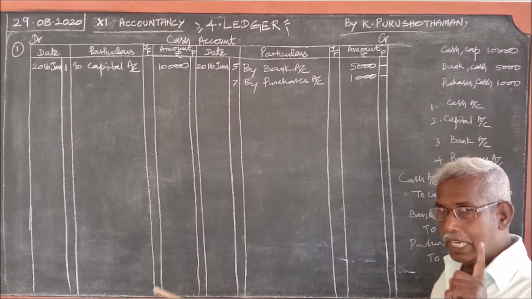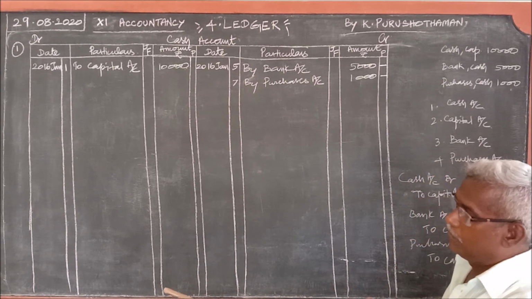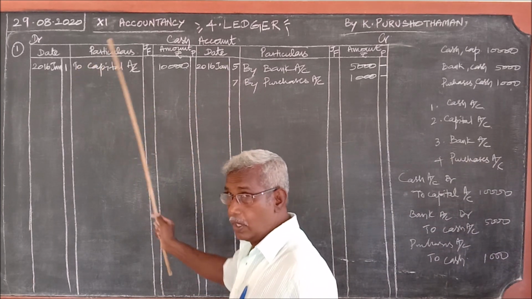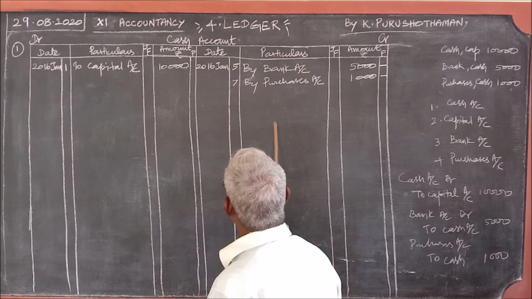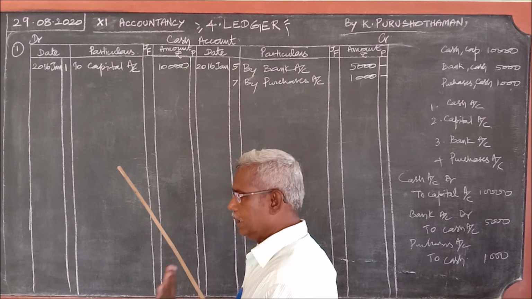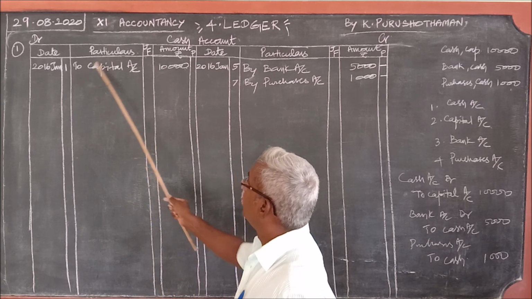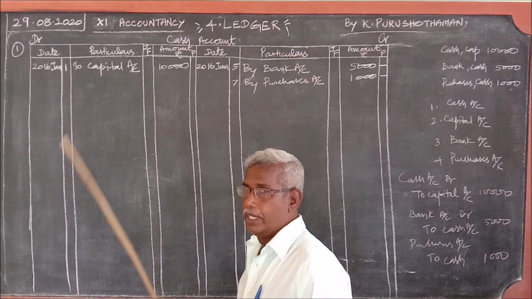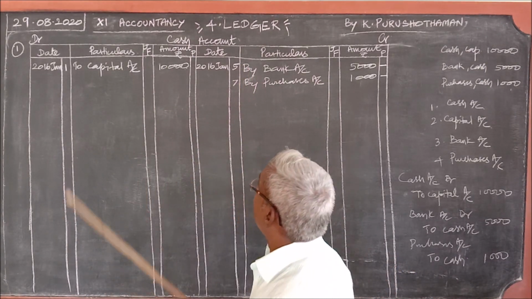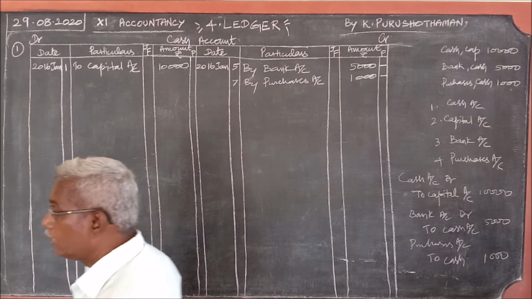You should have noted one point. What all I have written on the debit side, I used "to". What all I have written on the credit side, I used "by". Whatever posting you make in the ledger, debit side with "to", credit side with "by". Now I have made all the postings required for the cash account. I finished it. Now I am going to close the ledger.